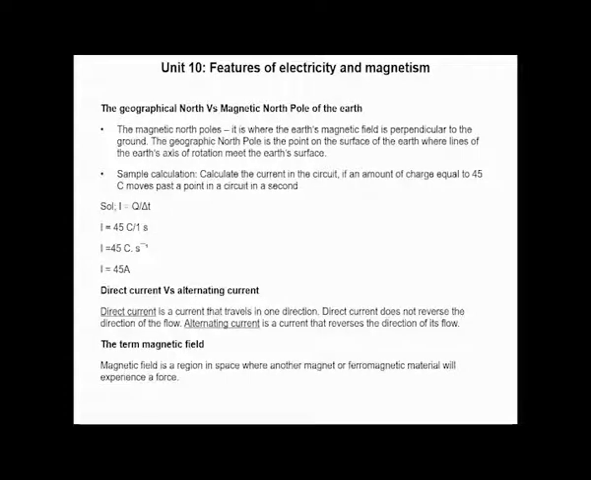Direct current versus alternating current. Direct current is a current that travels in only one direction. It cannot reverse, clockwise or anti-clockwise. If it is clockwise, it's only clockwise. It's only moving in one direction, not vice versa. Unlike alternating current, which moves from one direction to the other direction, depending on wirings and other things. So it can move clockwise and anti-clockwise. So it changes direction. That is the difference.